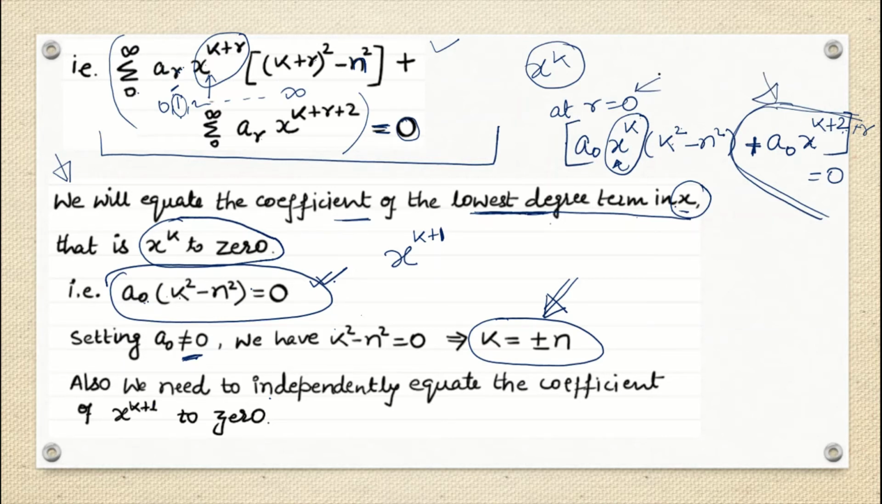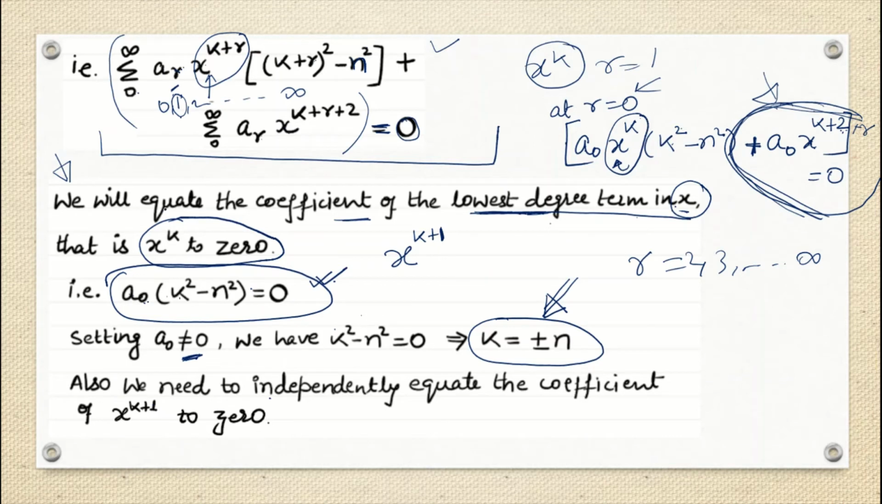Even if you are putting r value 1, you cannot analyze this part, because the minimum degree of x is x to the power k plus 2. So you will start analyzing the second term also when you start dealing with r value 2 or 3 or 4, or till infinity. Before that, that means till r value 0 and 1, you don't have any role of this second term, and the reason I have just explained.